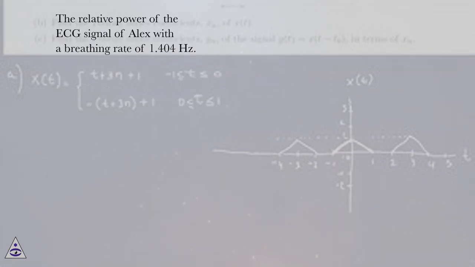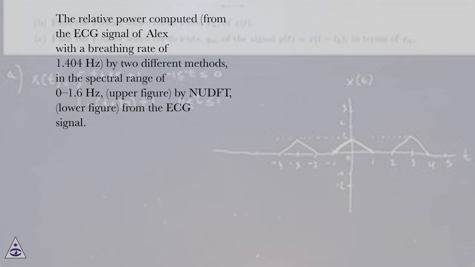The relative power of the ECG signal of Alex with a breathing rate of 1.404 Hz. The relative power computed from the ECG signal of Alex with a breathing rate of 1.404 Hz, by two different methods, in the spectral range of 0 to 1.6 Hz, upper figure, by NUT, lower figure, from the ECG signal.